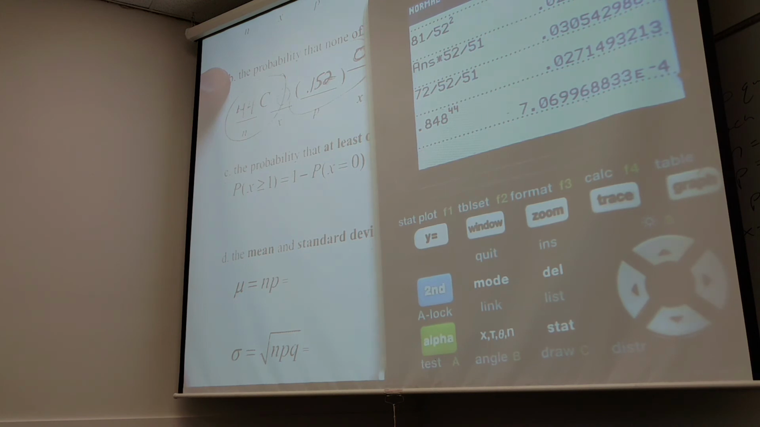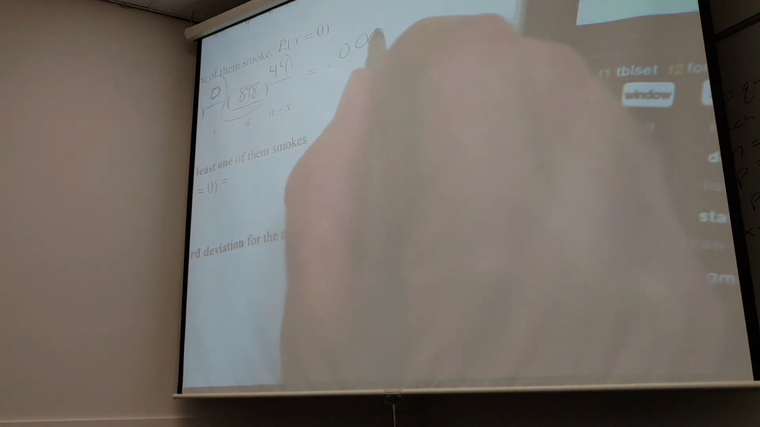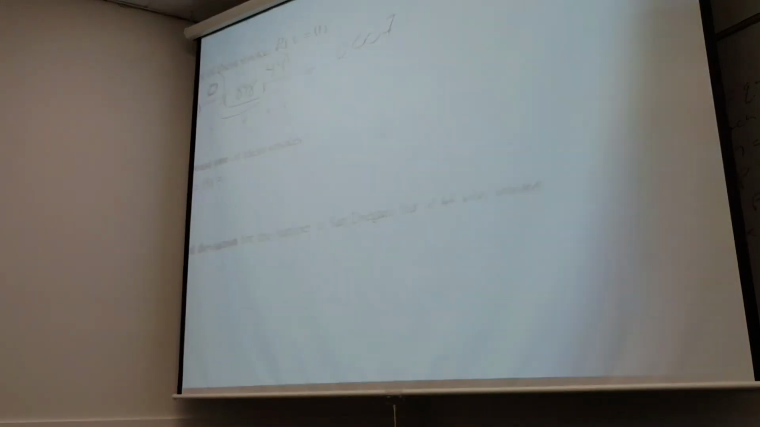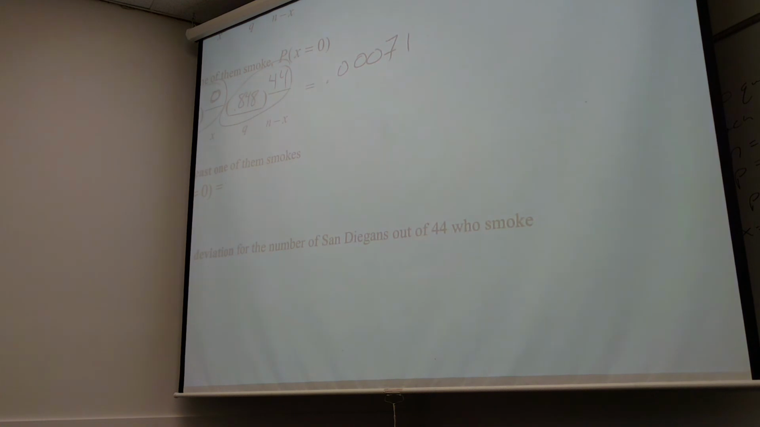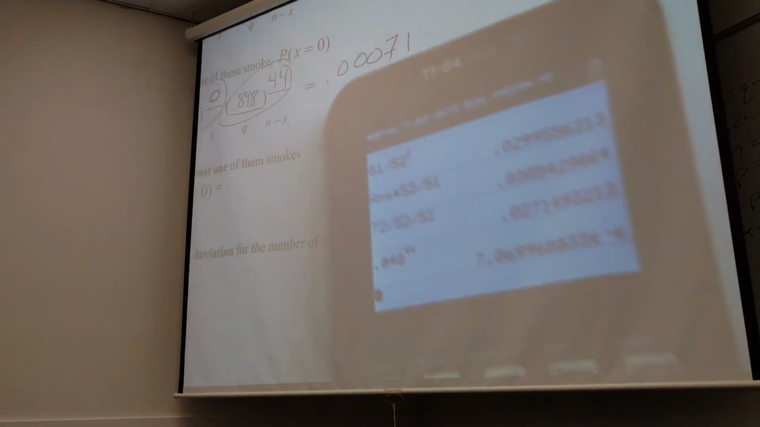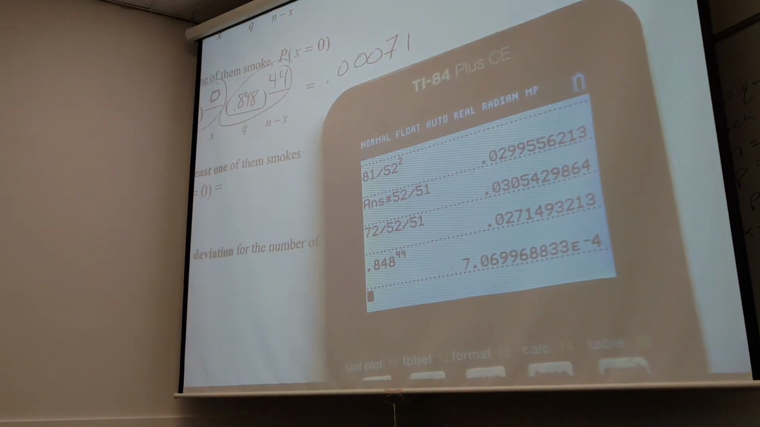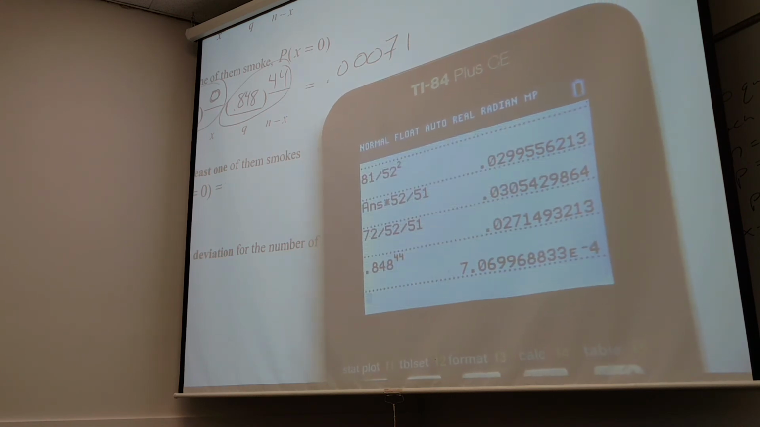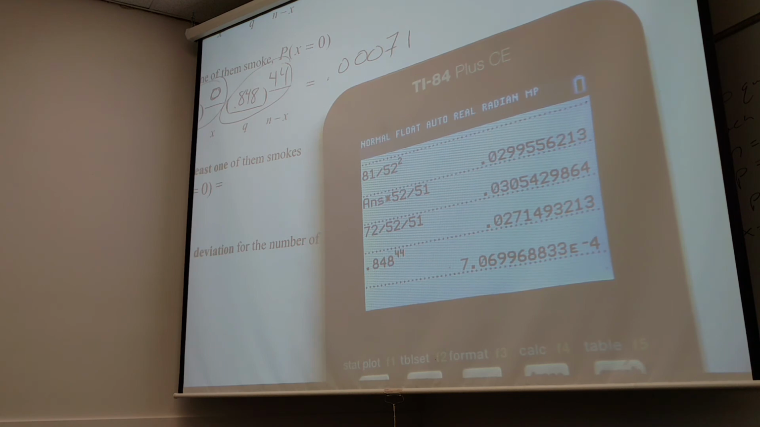I don't know if you guys remember good old scientific notation. So this will be 0.00071 if I rounded. Three zeros, and then 7, 1. Cool.